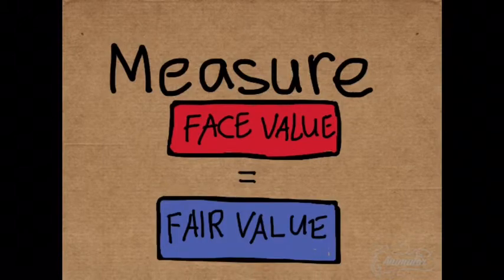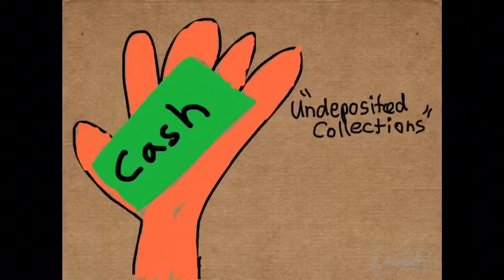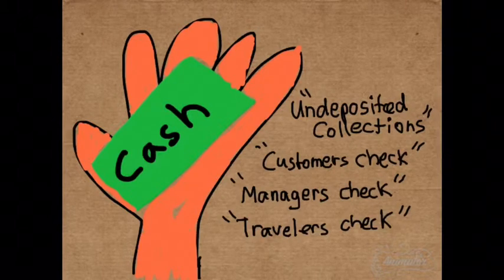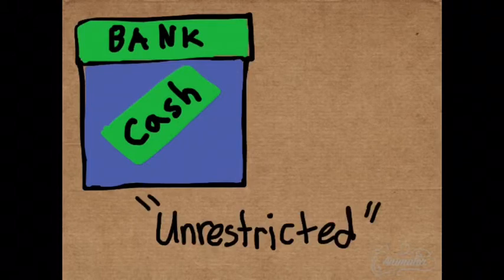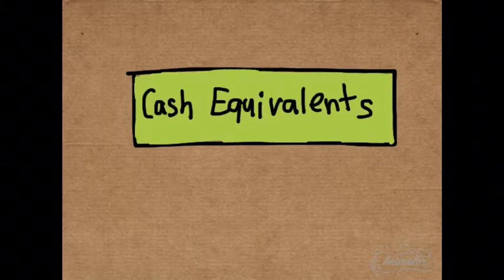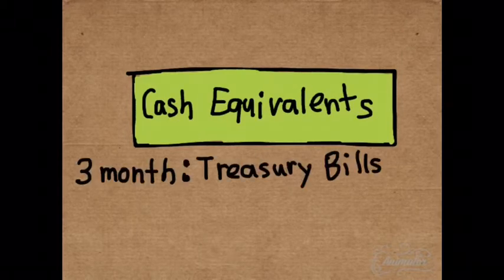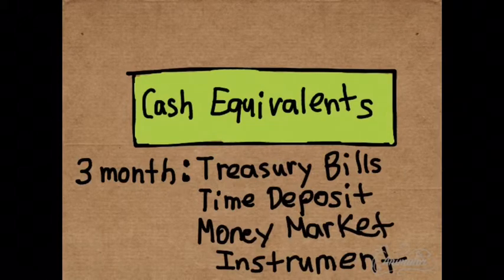Here are some of the examples of cash and cash equivalents. We have the cash on hand, which are undeposited collections of bills and coins, the customer's check, the manager's check, the traveler's check, the money orders, etc. We also have the cash in bank, which includes the deposit in the bank, which are unrestricted for withdrawal. We have the petty cash fund for current purposes. For cash equivalents, we have 3-month treasury bills, 3-month time deposit, 3-month money market instrument, or commercial papers.